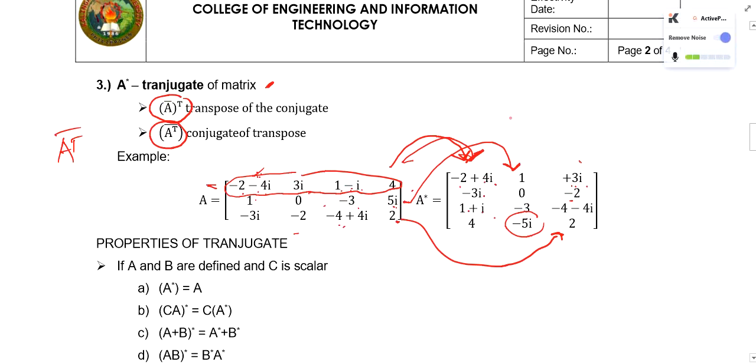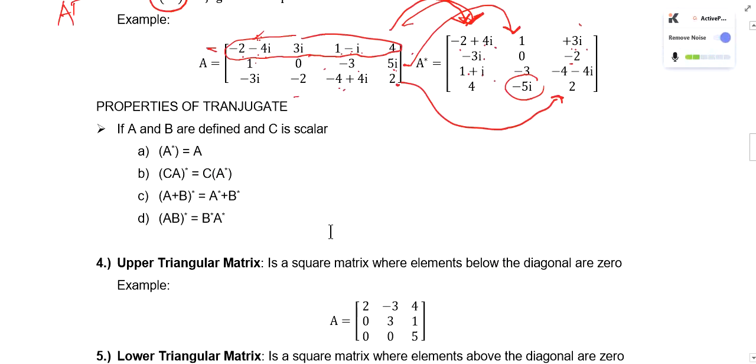So conjugate transpose is actually combination of transpose and conjugate. So meron din tayong properties ng conjugate dito, which is if A and B are defined and C is scalar, yung conjugate ng conjugate ng A equal sa A. Conjugate ng CA is equal to C times conjugate A. And so on. Meron tayong conjugate ng A plus B equals siya sa conjugate ng A plus conjugate ng B. Yung conjugate ng A times B is equal sa conjugate ng B times conjugate ng A. So yan yung mga properties ng conjugate.